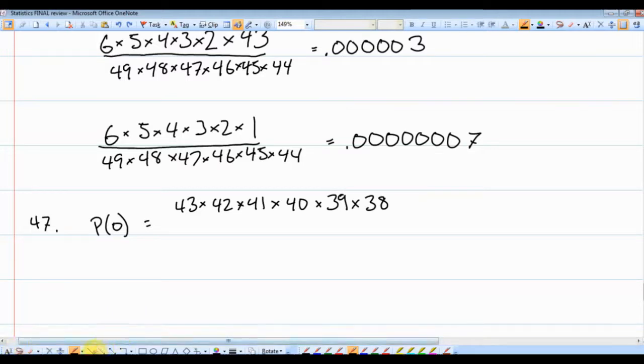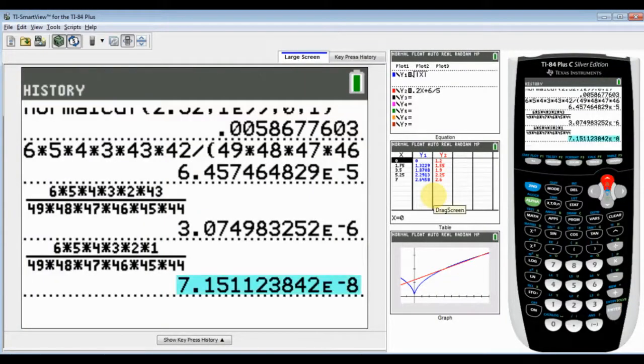No, it's out of 49. This is a chance of it not happening. There's a chance of getting 0 of the balls correct, right? Out of 49. So 49, 48, 47, 46, 45, 44. Note that the denominator stays the same. Okay, let's get back to the calculator and do this.